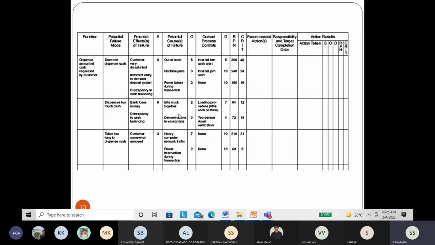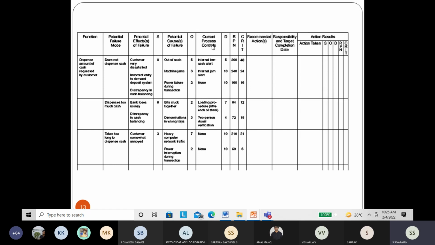Denomination in the wrong tray may be a reason for too much cash. Even though everything in the ATM is automatic, somebody is going to place the cash in the tray, the 100 rupees tray and the 500 rupees tray. Suppose that person makes a mistake, then naturally too much cash will come. It will rarely happen, because the person who loaded it will be in trouble. Later they are going to tell them.